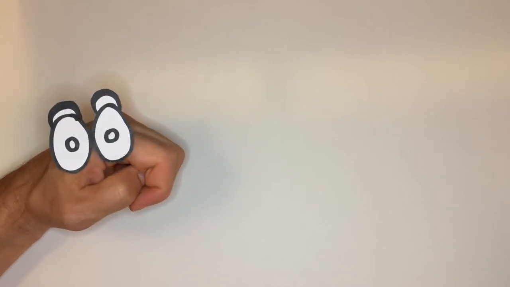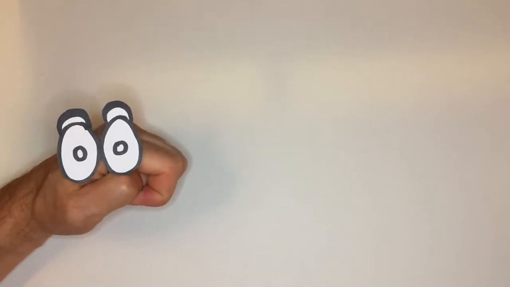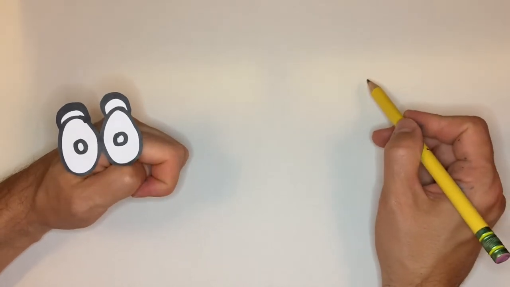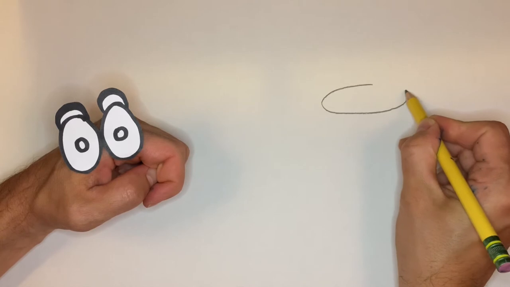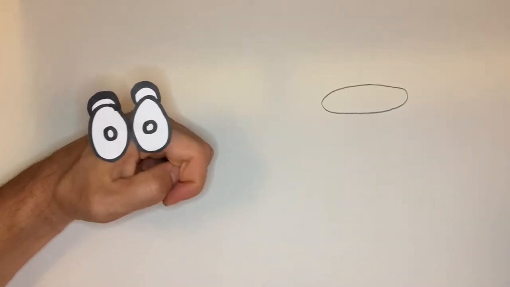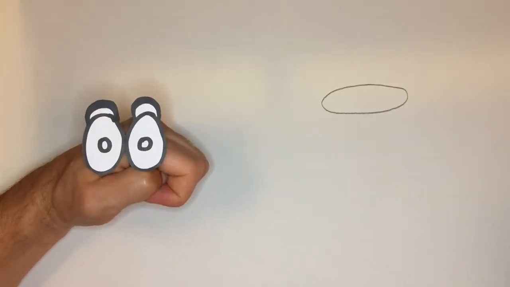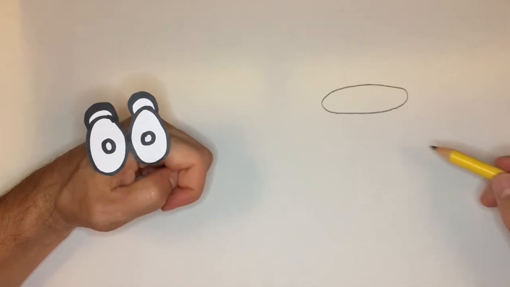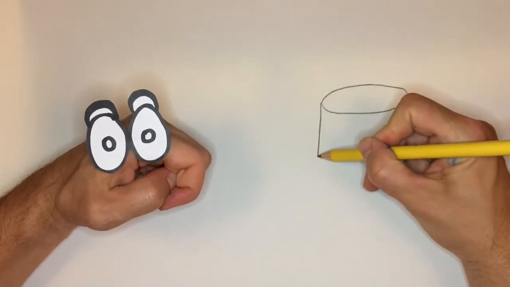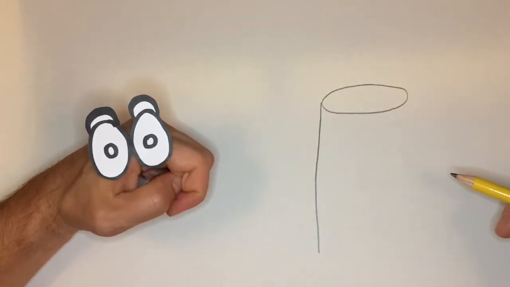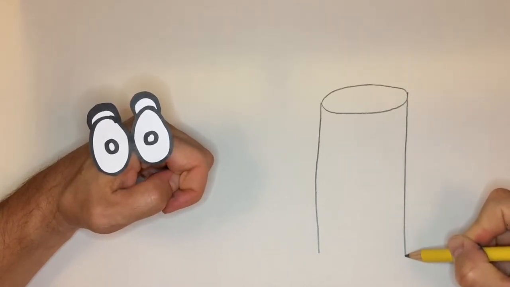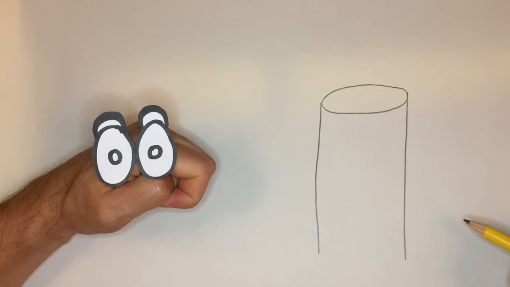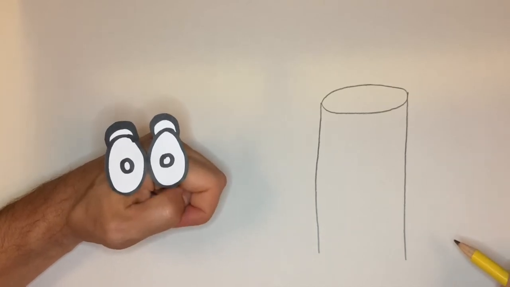Here we go. First things first, you're just going to draw yourself, easy peasy, an oval like this. All right, looking good. Now, just draw yourself a vertical line. All right, do it again. Now you're cooking. Now we just have to draw the base of this cylinder.